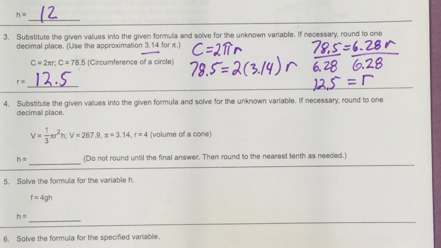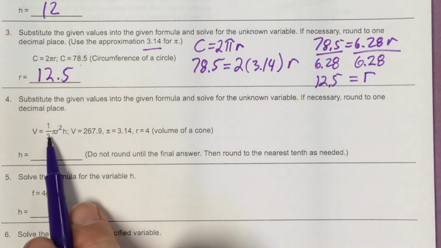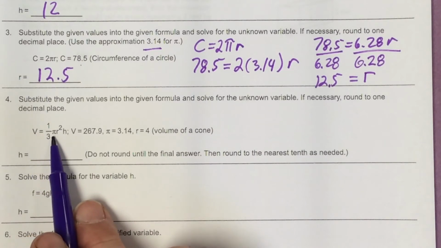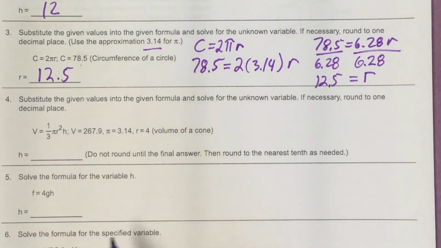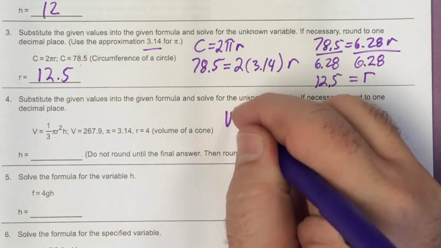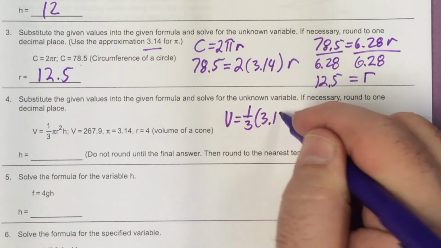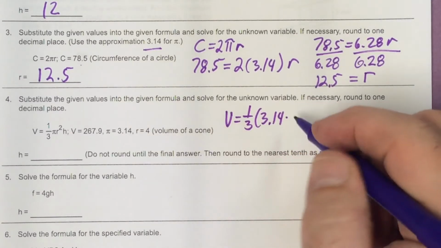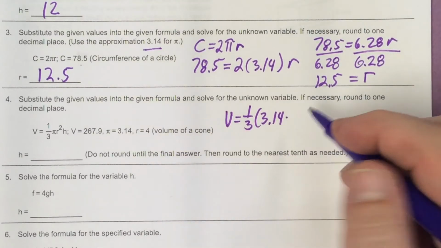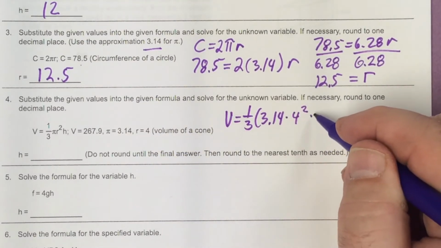Last question, which looks really kind of ugly because it has a fraction and an exponent, and kind of unusual numbers too. Okay, I'm going to show what it looks like directly with all the substitutions. This says V equals 1 over 3 times pi times r squared times h. So I'm going to just put everything in. It wants us to figure out what h is. So V is going to equal 1 over 3 times 3.14 times 4 squared times h.